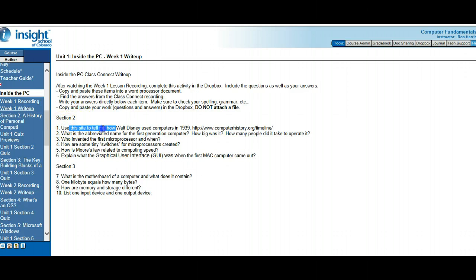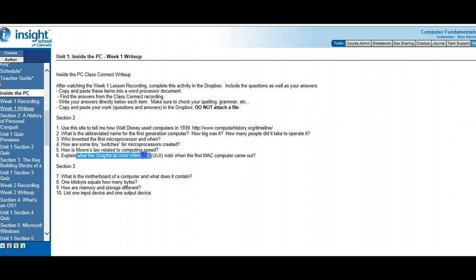So in section 2, you're going to use this site right here, this link right here, to tell me how Disney used computers in 1939. Number 2, the abbreviated name of the first generation computer. How big was it? How many people did it take to operate it? Number 3, who invented the first microprocessor and when? Number 4, how are some tiny switches for microprocessors created? Number 5, how is Moore's law related to computing speed?